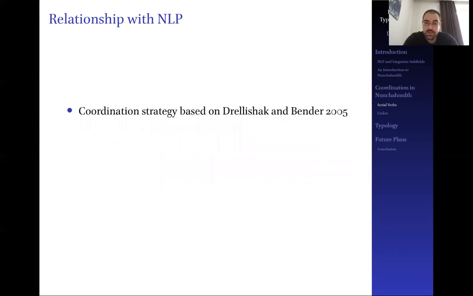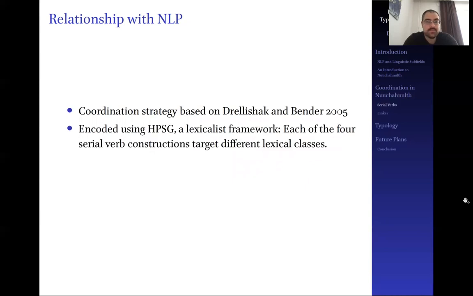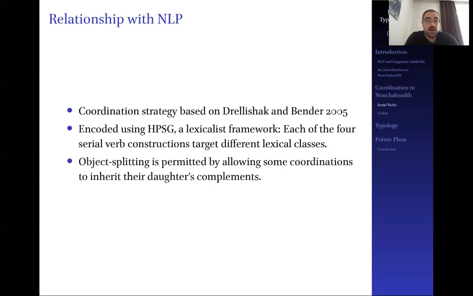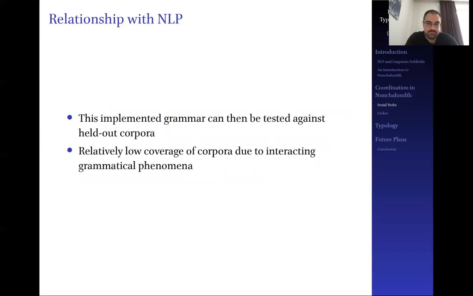The coordination strategy that I used when I implemented this was based on previous work by Drellishak and Bender. I encoded it using HPSG, as I already mentioned. This is a lexicalist framework, so each of the 4 serial verb constructions targets different lexical classes. So I had to have a group that was location verbs and another group that was adposition-like verbs. The object splitting is permitted by allowing some coordinations to inherit their daughters' complements. So this allows those complements to be realized in different positions.